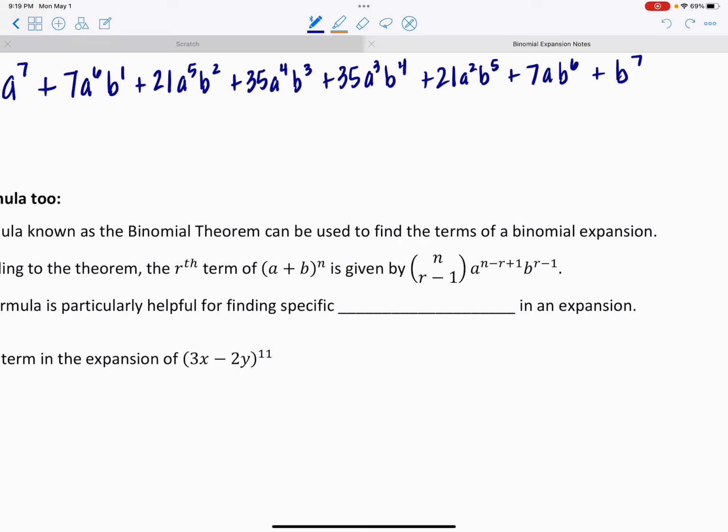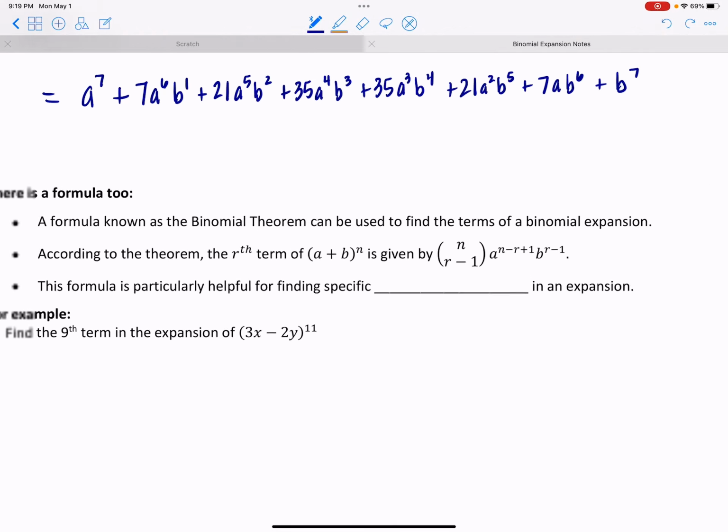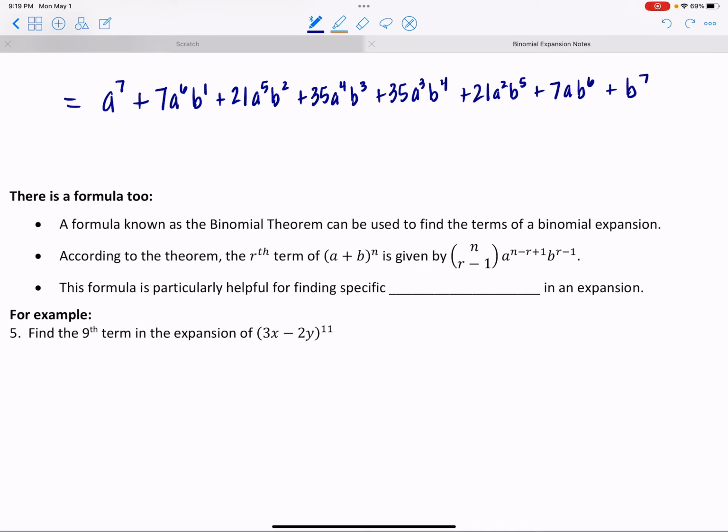Now we can technically, since we can find any term, I could find all of the terms in an expansion, but using the formula like 8 times is not nearly as efficient as just using a pattern or using Pascal's triangle. But if all we're asked to do is find one term in the expansion, which sometimes we are, like in example 5 here, just find the ninth term in the expansion, then maybe this formula is more useful than having to expand the whole thing and then say, okay, here's my ninth term. So this is particularly helpful for finding specific terms in an expansion.